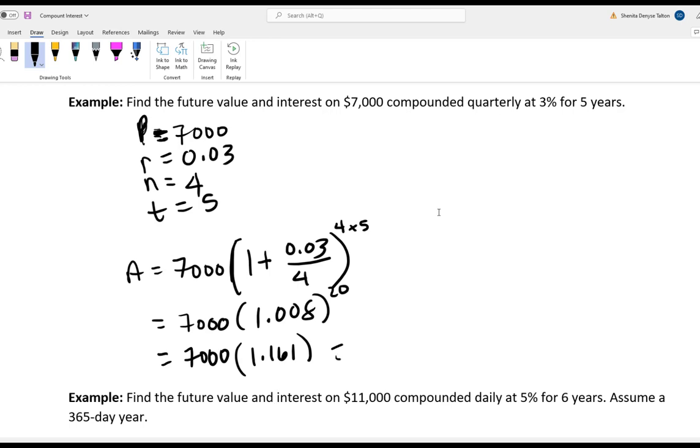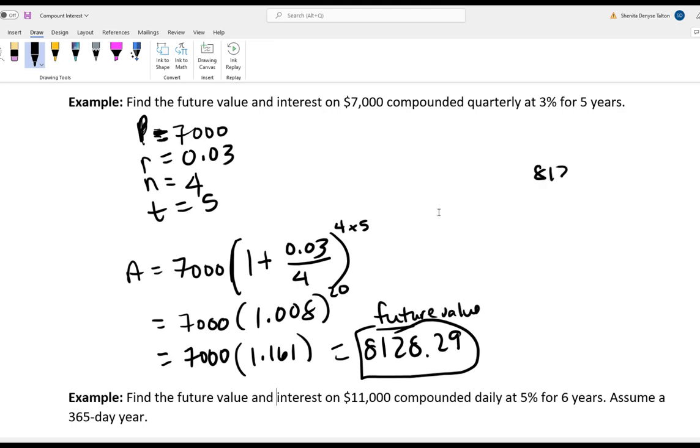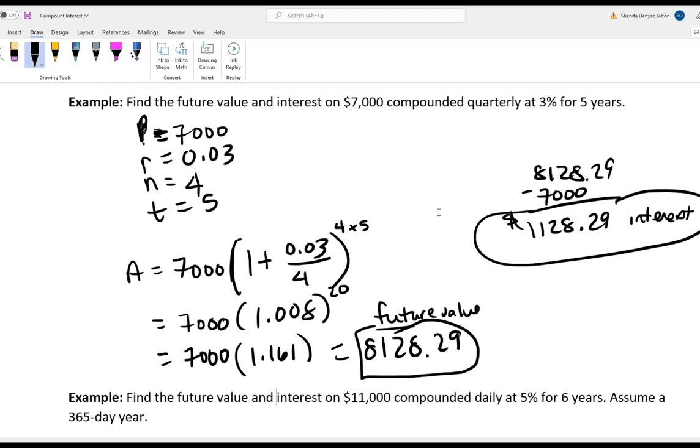Okay, the next thing I want to do is multiply that 1.161 times 7,000. I get 8,128.29. You always round your final answer. So this is my future value. This is my A. To figure out how much interest I earned, I'm going to take my future value and subtract off the 7,000. I get $1,128.29. This is how much was earned in interest after 5 years.